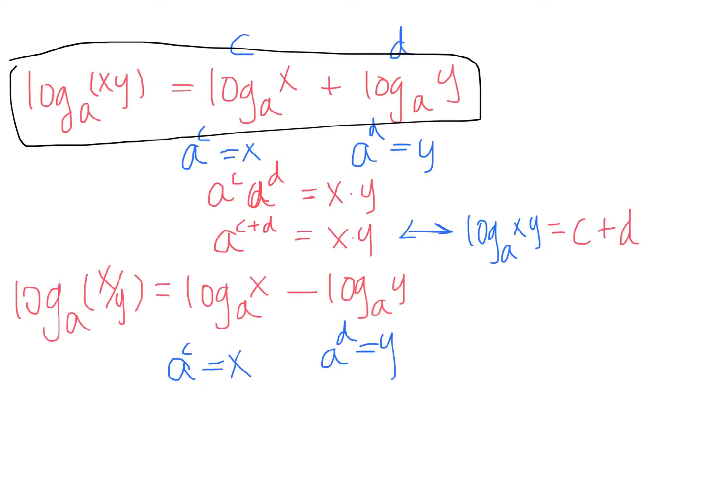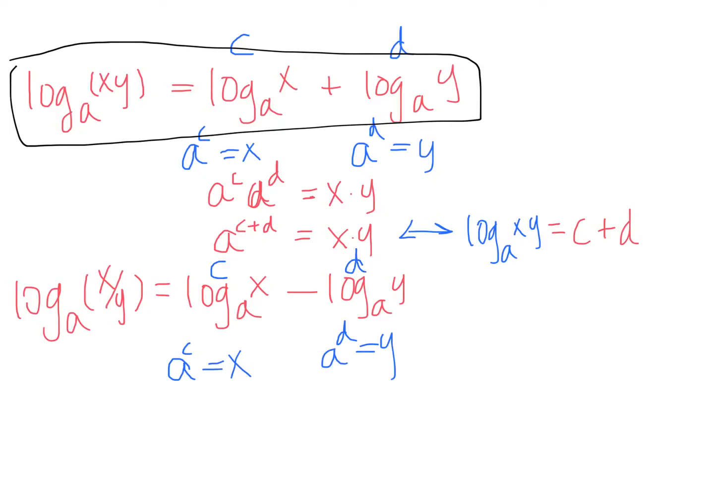And so remember what we're trying to do. We're trying to show that this side over here is the exact same thing as this side, just like we did here. We showed that this side here, which is c plus d, is actually log a of x times y, the left side. And so here, notice that log base a of x is that value c. It's the exponent of a. And log base a of y is d. It's what we're trying to raise a to so that we get y.